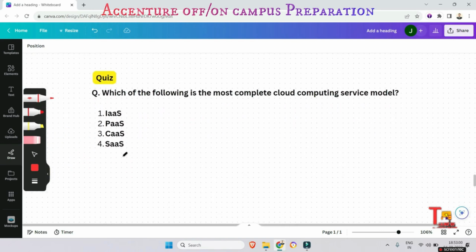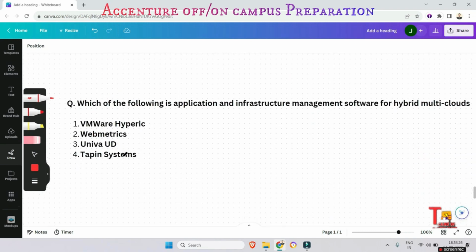Okay, it is a quiz for you. Which of the following is the most complete cloud computing service model? IaaS, PaaS, CaaS, or SaaS? SaaS. This is a very simple and easy question, but still some of you may be wrong, right? So give the positive answer and right answer, right? Okay, I'm waiting for your reply. Okay, let's go to the next question.